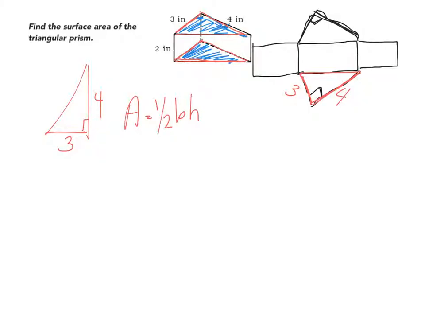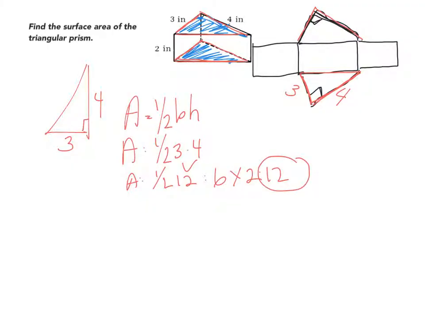So let's plug that in. Area equals 1/2 times 3 times 4. I know that 3 times 4 is 12. So half of 12 is going to give us 6. But remember, there's 2 of these. We're doing the top and the bottom. So 6 times 2 is 12. Okay, so 12 is the total area of the triangles. So I'm just going to notate that to the side. And now I'm going to move on to find my other pieces.